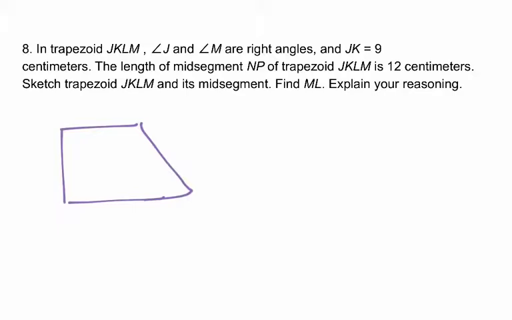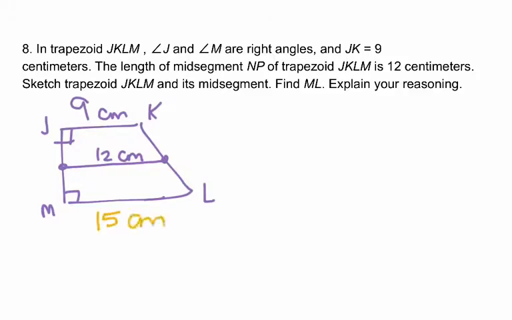And we know that angle J is a right angle, so I'm going to make that angle J, and since M is also a right angle, this is going to be my M, and it goes JKLM. Now, connecting the midpoints, because that's what it says, we got a midsegment in there. We know that JK is 9 centimeters. The midsegment is 12. Can you guess, just logically reason through, what is the length of LM? Did you get 15? Because if you got 15, you're right.